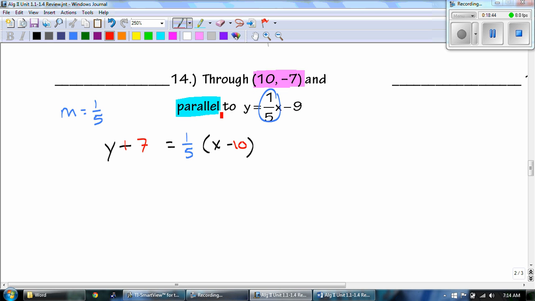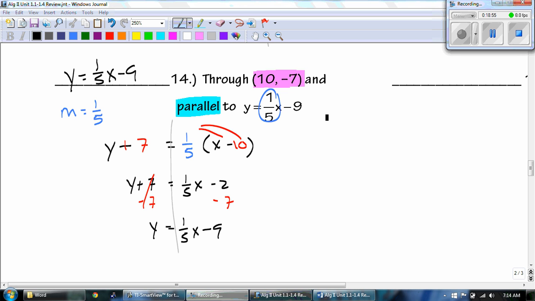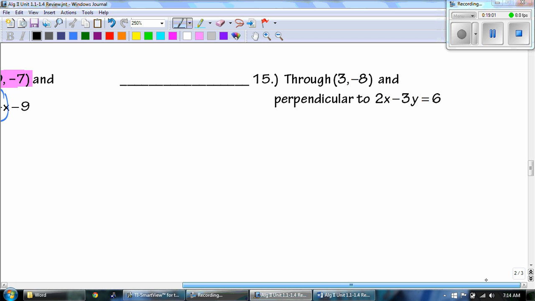Okay, go ahead and pause the video and see if you can solve it on your own. Okay, and you should get y equals 1/5 x minus 9.